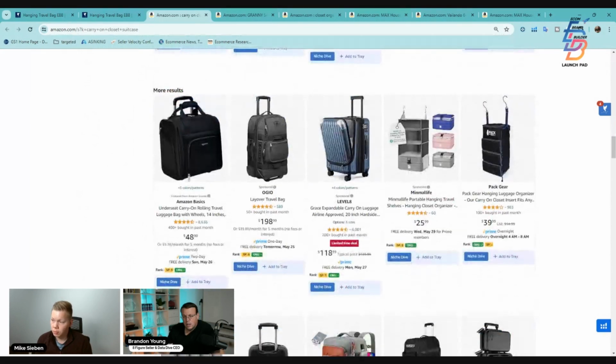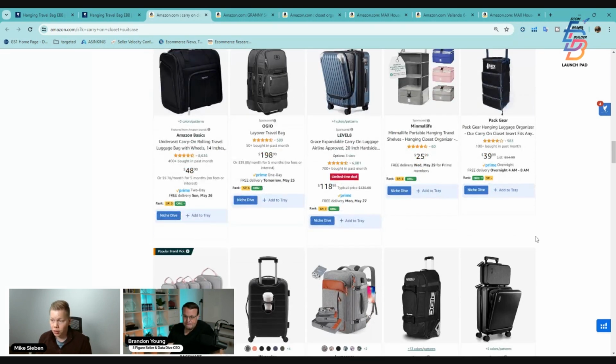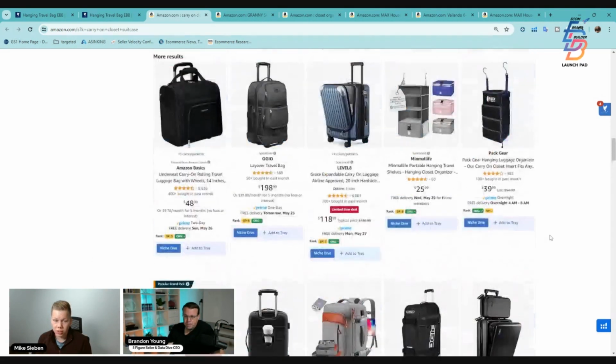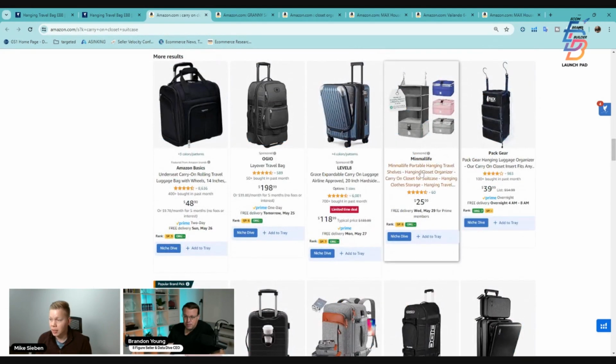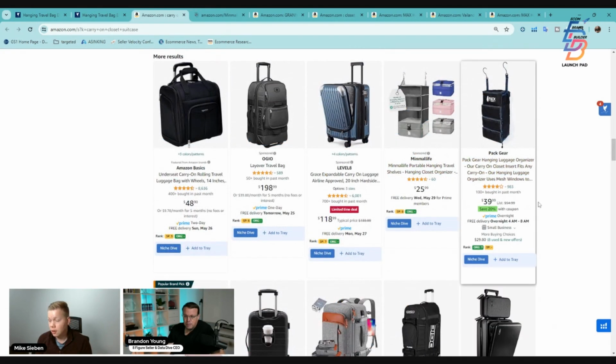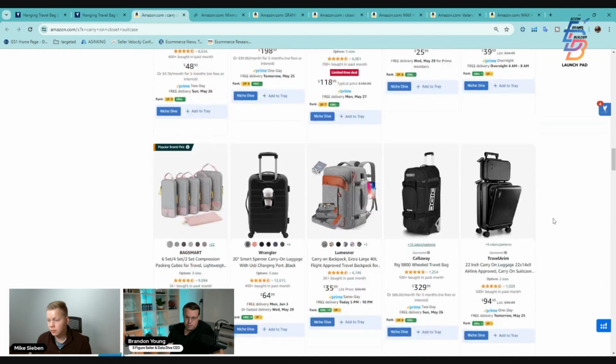If we look at, say, pack gear that's on there, there are some other competitors ranking for that keyword. And the other thing to consider is it would be significantly less expensive than actual suitcases. So that could be an opportunity. Right.